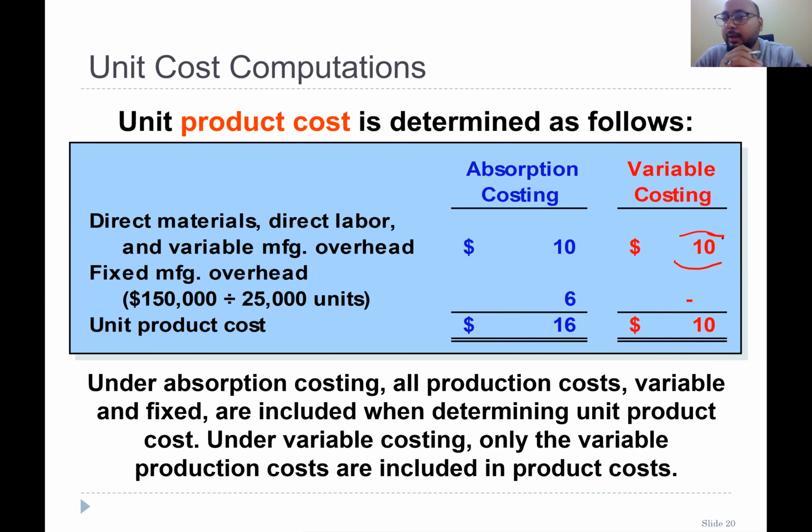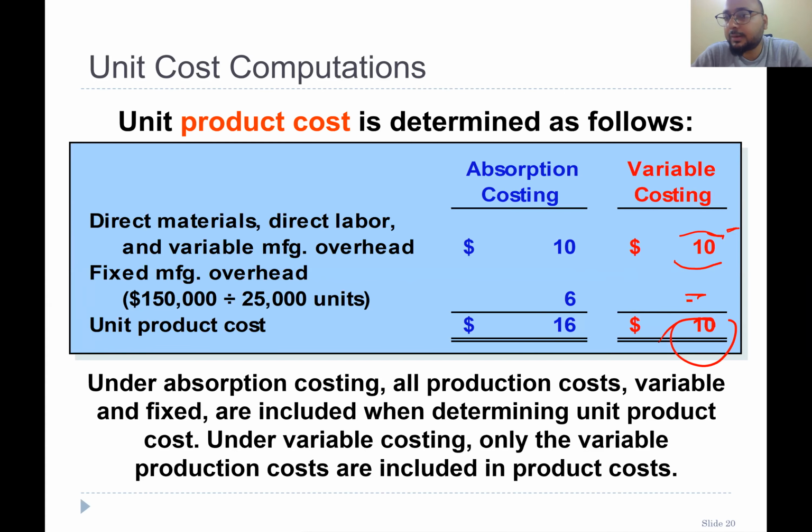Labor and manufacturing overhead would be considered as variable cost. Fixed manufacturing overhead is not part of variable cost. So it means 10 is our product cost under variable costing.